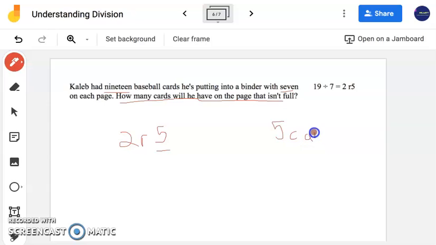But notice you're not just writing 2 remainder 5, you're not just writing 2, you're writing 5 cards. So that's telling me on that third page, there's only 5 cards. It's not a full page with 7 cards like the other 2. The third page only has 5 cards, but that's okay. In this problem, they want to know, well, how many cards will he have on the page that isn't full?